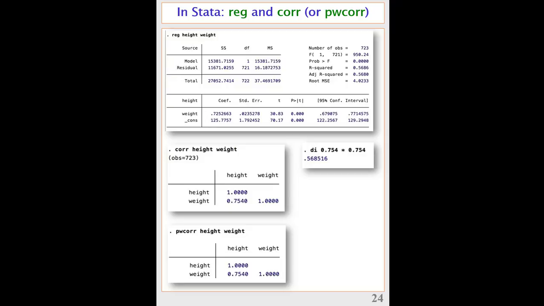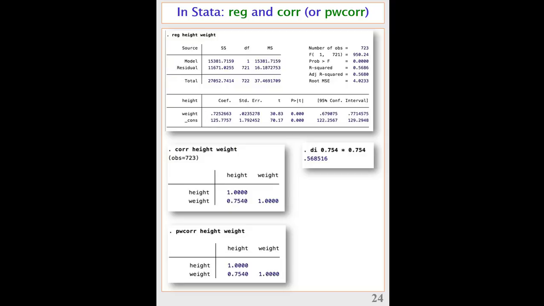Okay, any questions about this? What's the difference between corr and pwcorr? Give me a couple of slides and I'll go into the details of that. Anything else?